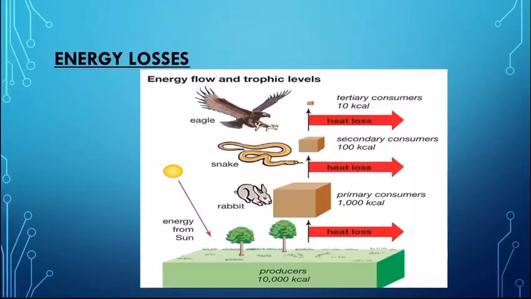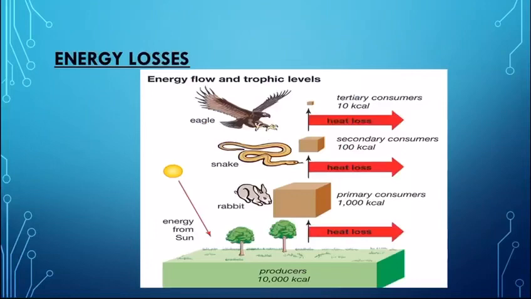Just look at this picture. The most energy is present in the producers, the plants. Then after some heat losses, it is transferred to the primary consumer, so the energy is reduced from 10,000 kilocalories to 1,000 kilocalories. Then if we move towards the secondary consumer, it is reduced to 100 kilocalories and just 10 kilocalories is available to the tertiary consumer. This clearly shows that the tertiary consumers get the least energy while the producers get the most.